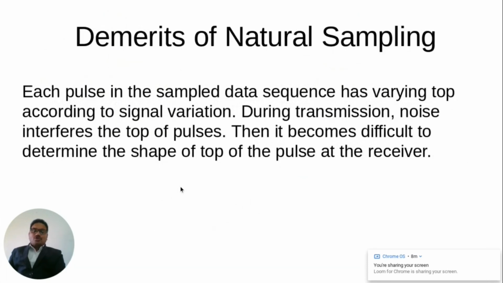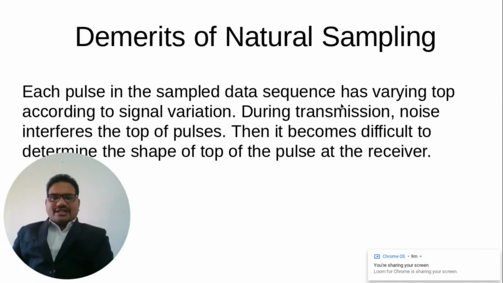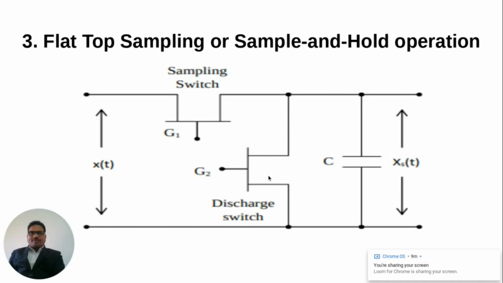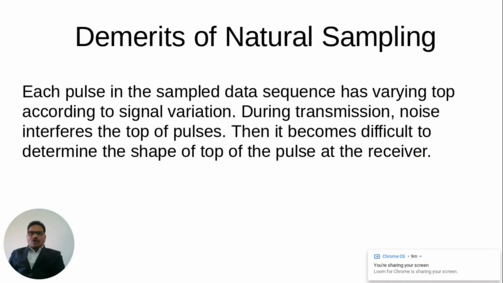Now, it also has some demerits. What is the demerit? As you have seen, this sampled data sequence has a varying top according to the signal variation. So during transmission, noise interferes with the top of the pulses. Then it becomes very difficult to determine the shape of the top of the pulses at the receiver. So in order to overcome this disadvantage, we are moving to flat top sampling, or sample and hold operation.